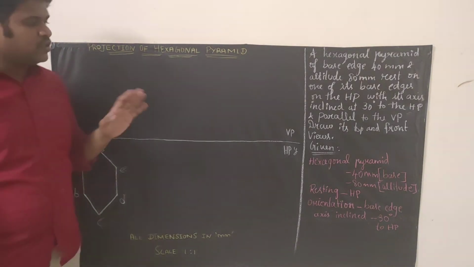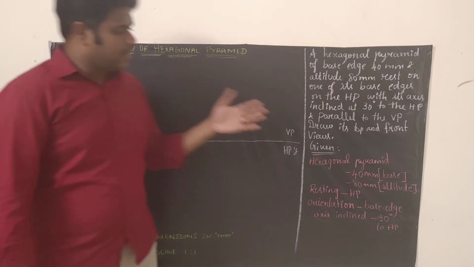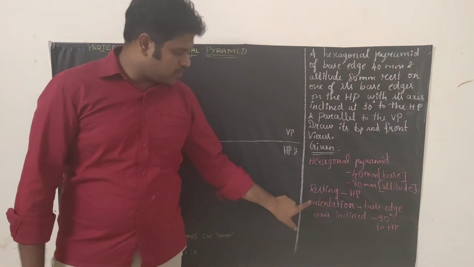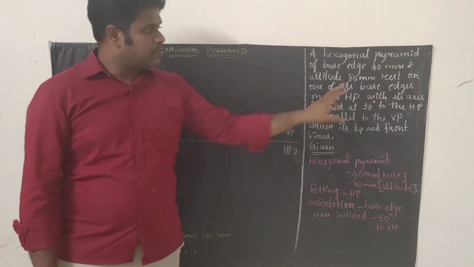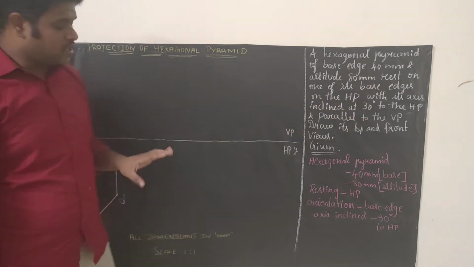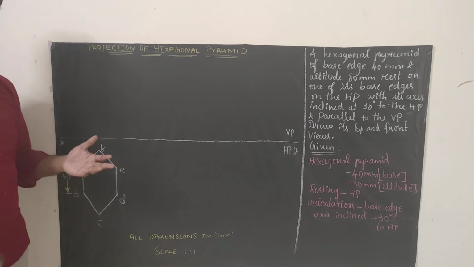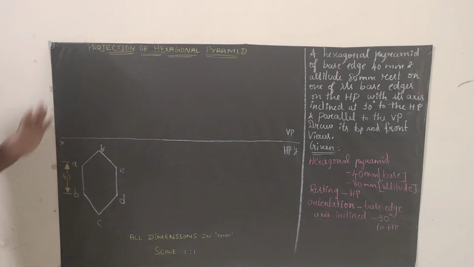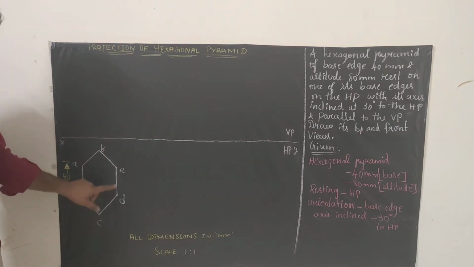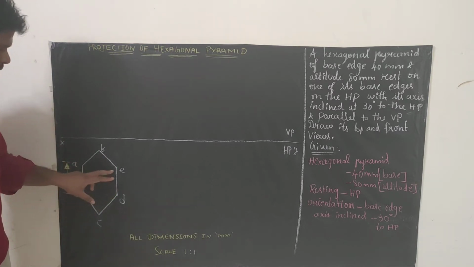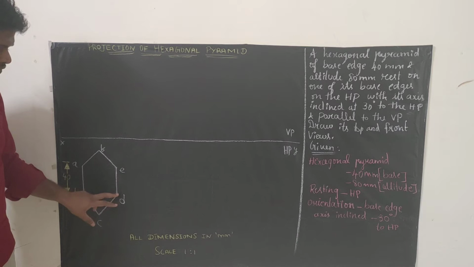The next step: we know very well we are going to start a base diagram, the hexagon, in HP. So resting will be on HP, and that too base resting. Base edges are resting, so base edges means we have to start here. In case of base corners, the diagram will be different. So be clear with it. Start your diagram here. Start with E to D or A to F, anything is okay. So E to D means start your diagram here, 40 mm.